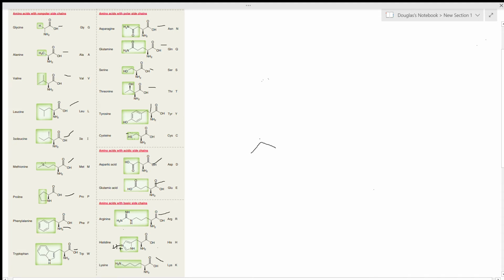So how would we... let me draw a random, or fake, amino acid, NH2. For fun, I'm just going to put MCPBA. So yeah, would this be nonpolar or polar?